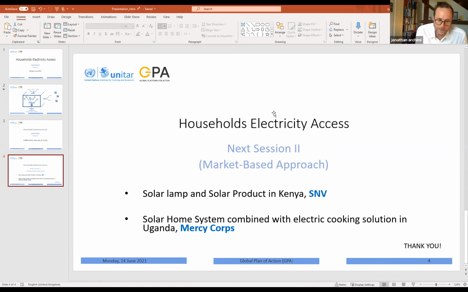Next session will be Wednesday this week, and there will be two presentations and two projects. One is from SNV, Solar Lamp, a market-based approach, and the second one is Mercy Corps, a solar home system combined with an electric cooker. Both projects will focus on the market-based approach they have taken to deliver the provision of electricity.